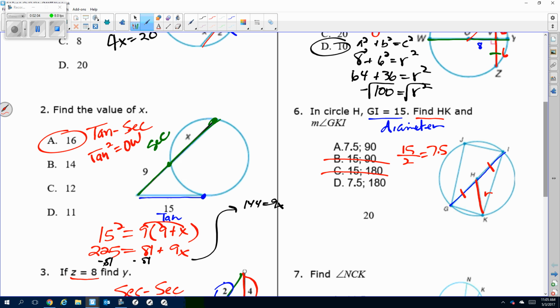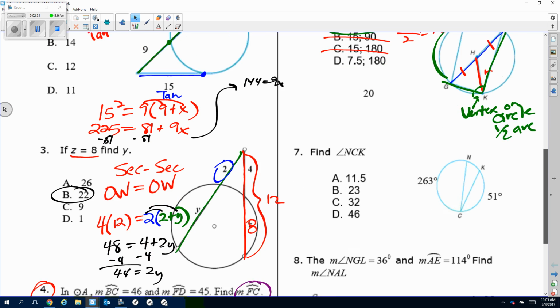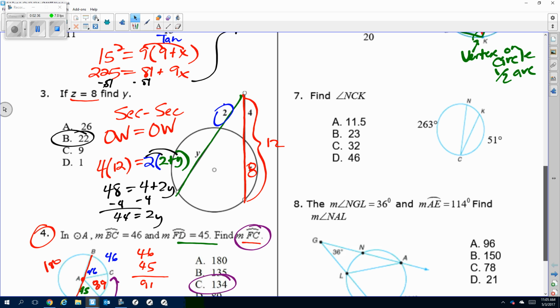Then they also want us to find the measure of GKI. So I'm going to show that. GKI. The vertex is on the circle, so it is half the arc. When it's on the circle, half the arc. Well, the arc that they're talking about is that half circle, 180. Well, what's half of 180? 90. It's always going to be half a semicircle. So that was A.